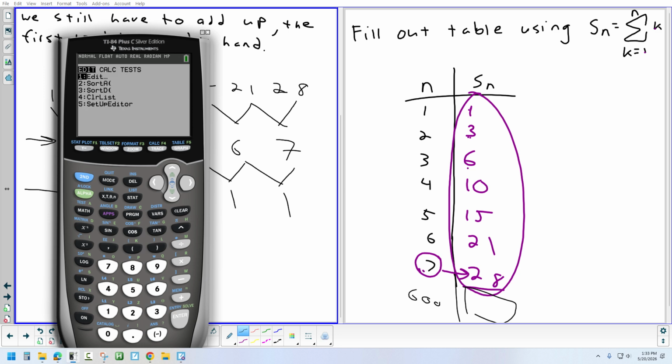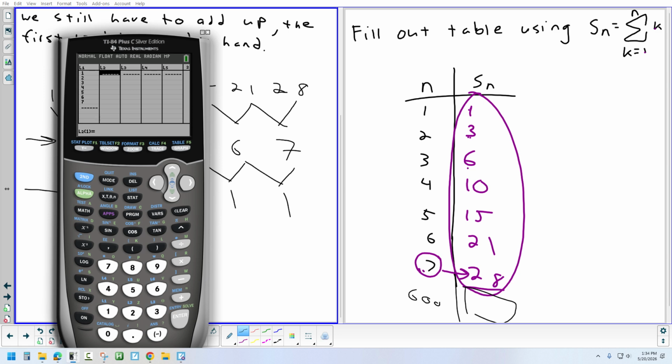So I'm going to press stat. Then the first option I see is edit, so I go to edit. What I'm going to do is put all the left numbers, the 1 through 7, in L1. So 1, 2, 3, 4. That's probably enough. I can put them all in, it's not going to make a difference.